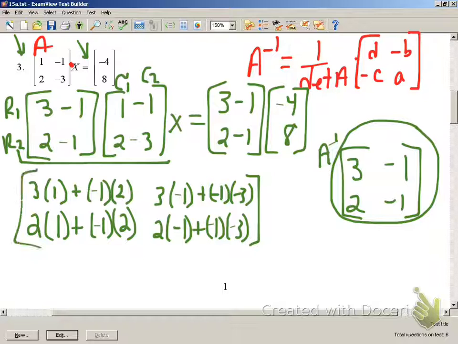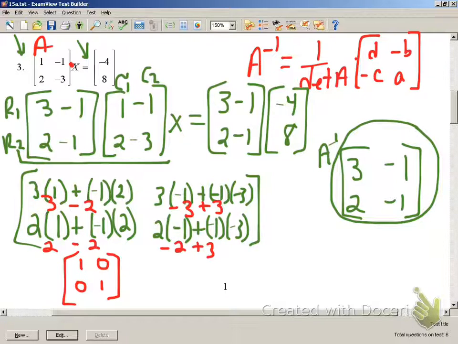Clean that up. Notice that we have 3 minus 2, which gives us 1. Negative 3 plus 3, which gives us 0. 2 minus 2, which is 0. And negative 2 plus 3, which is 1. So that is the identity matrix.